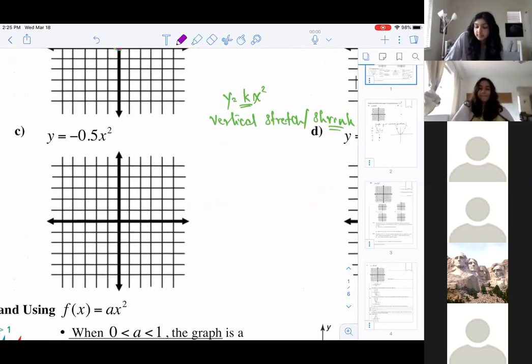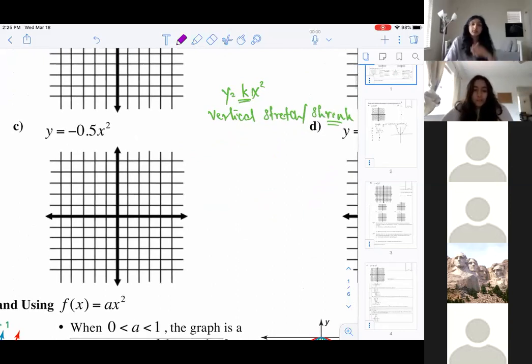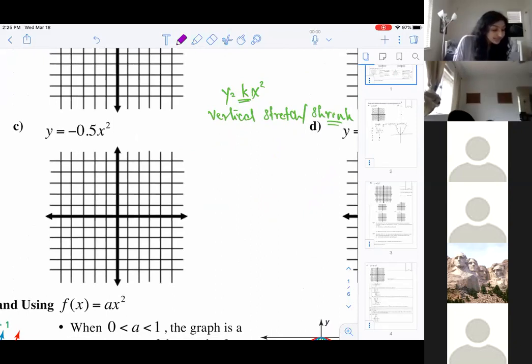Let's graph C and see what's happening. The only difference between A and C is, what's the difference between A and C? It's negative. There's a negative in front of it. Let's see what's going to happen. Do you guys want to guess what happens? It's going to flip.